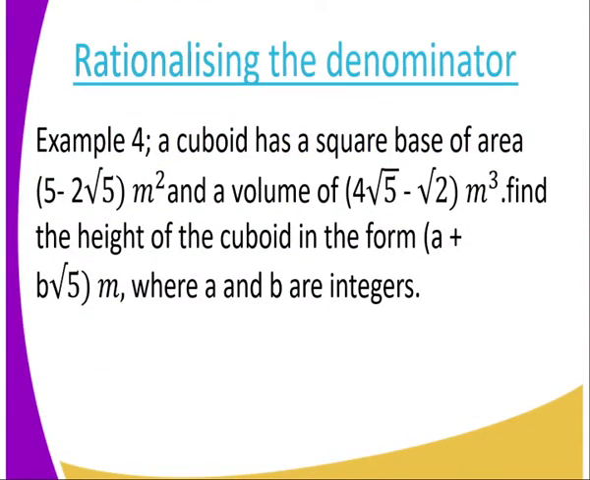Let us take an example. This is a real life situation. You are given a cuboid with a square base of area 5 minus 2 surd 5 meters squared and a volume of 4 surd 5 minus 3 meters cubed. Find the height of the cuboid in the form a plus b surd 5 meters, where a and b are rational numbers. In that case, remember the volume of the cuboid, how we get it. The formula is the base area times h. So that is the formula you are going to apply here. Then from there we solve for h.